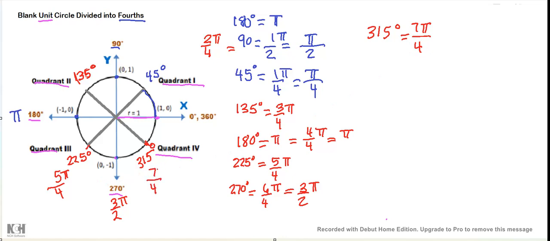7/4 pi. Then if we continue on to the end, that takes us to 360 degrees, which gives us 8/4 of pi, which obviously equals 2 pi. So you come all the way around to 360 degrees, the whole circle around gives us 2 pi. Okay, make sure you have all that written down.